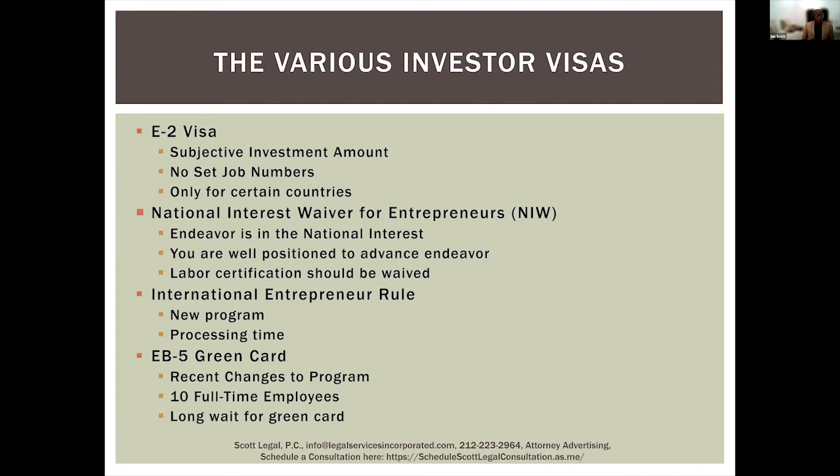We have the E2 visa, where it's a subjective investment amount, nothing specific. It's going to depend on the type of entity that you're starting and other factors in the case. No set job numbers. We like to have a number of about 3, but nothing specific. And it can be full-time equivalents. It can be a combination of positions, and really no specific requirement that the workers have to be green card holders or US citizens. I think it's better for your application if they are, but certainly we would include any employment as long as the person was authorized to work in the United States. And then of course we said this is only for certain countries.